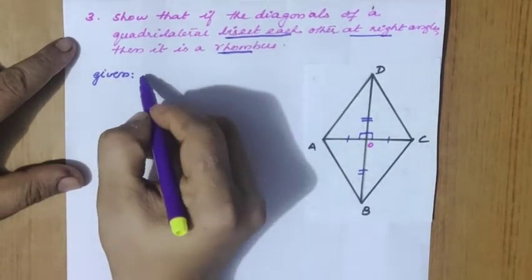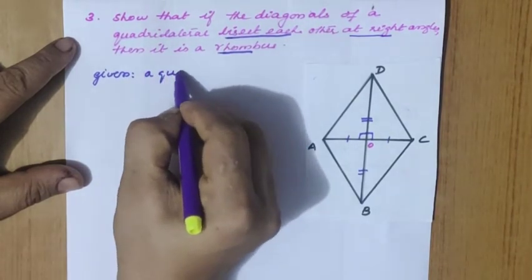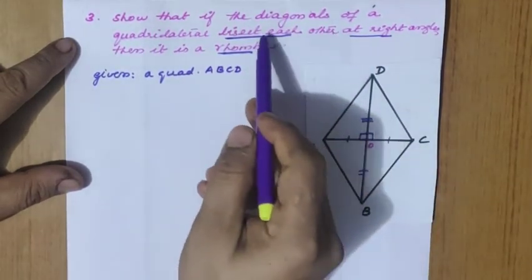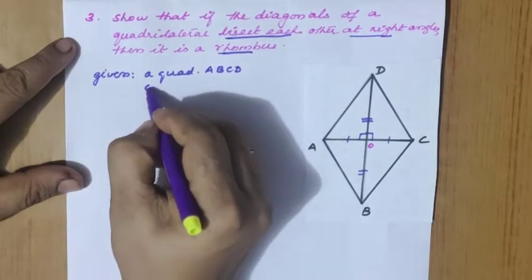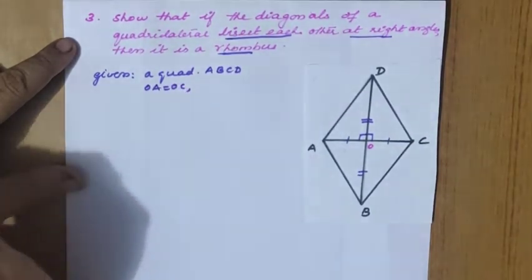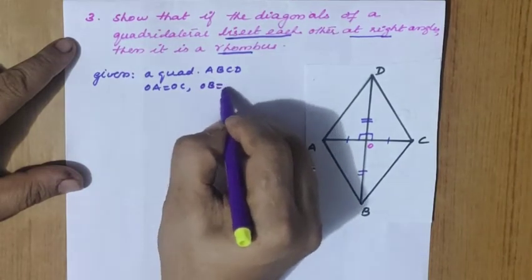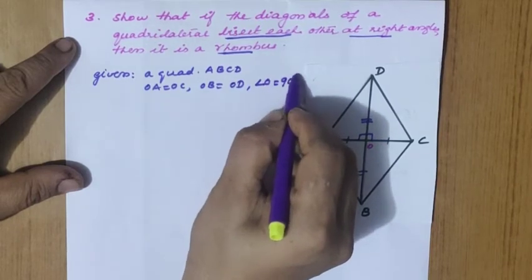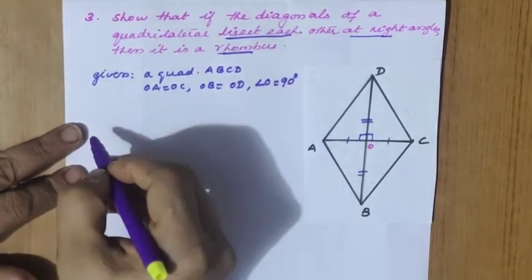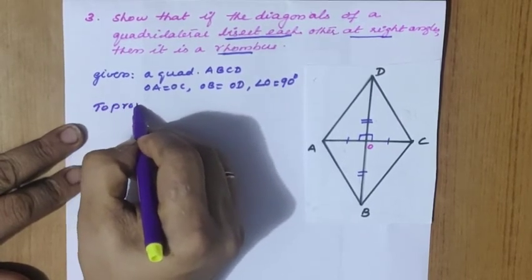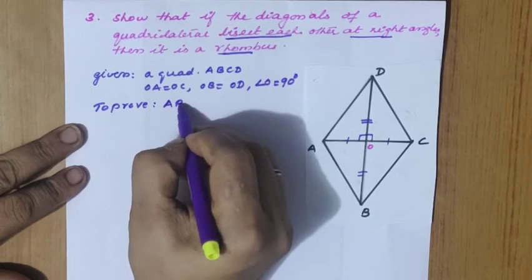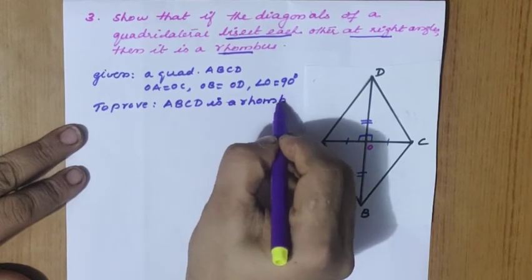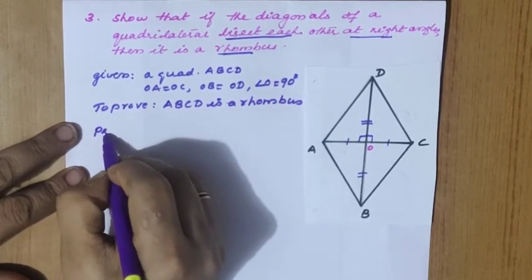Now what is given in the question? A quadrilateral ABCD is given, and additional information is that the diagonals bisect each other. That means OA equal to OC and also OB equal to OD. Moreover, angle O equal to 90. These many things are given, right? Now what is to prove? To prove ABCD is a rhombus. Okay. Now we can go for the proof only.